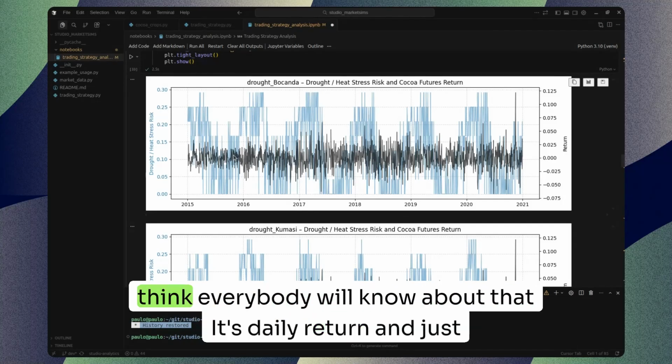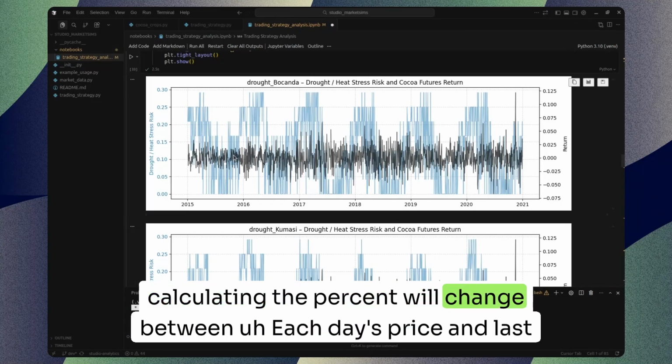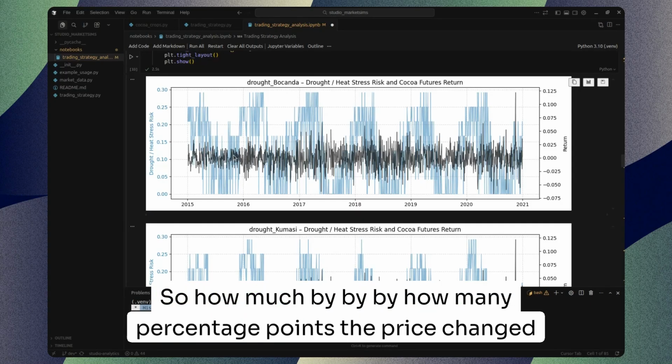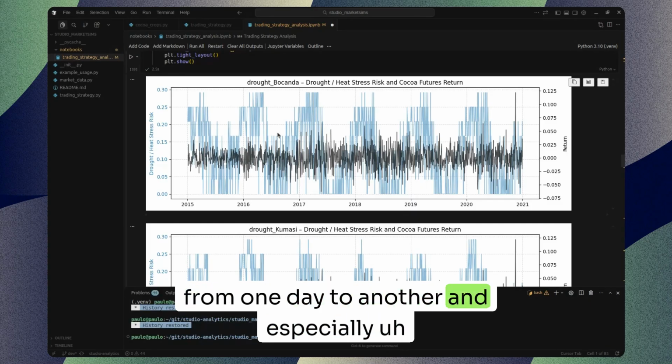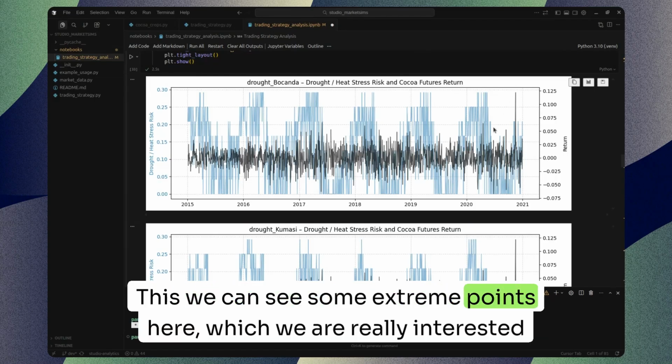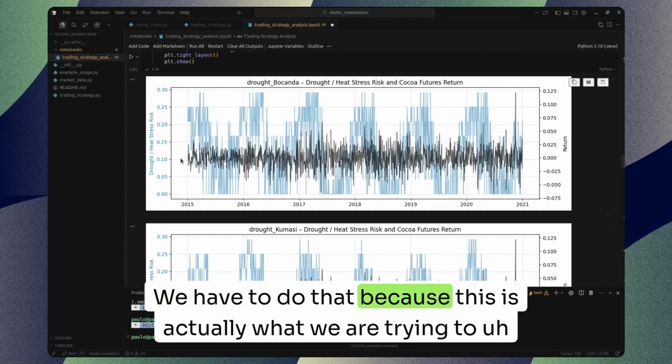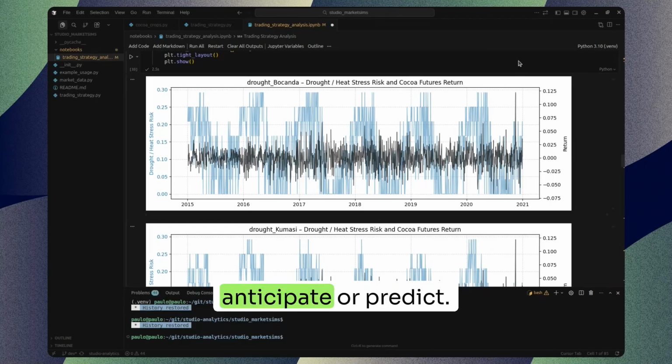So what is return? I think everybody will know about that. It's daily return. I'm just calculating the percentage change between each day's price and the last day's price, right? So by how many percentage points the price changed from one day to another. Especially here, we can see some extreme points, which we are really interested in anticipating, right? We have to do that because this is actually what we are trying to anticipate or predict.